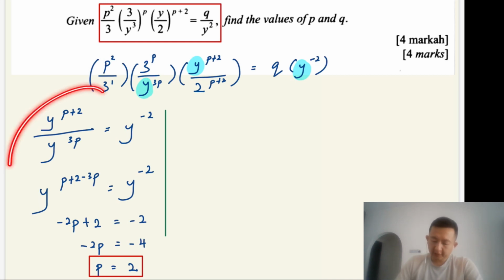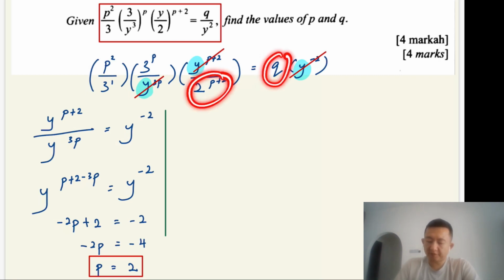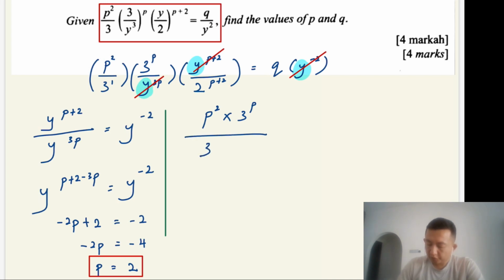Once we did a comparison over here, I think it's rather easier to do the rest of the comparisons. We have basically compared this part, so this is the only remaining part. We're going to compare this with the rest of it. It seems complicated, but actually it's not. Let's draw it out. So I have P squared times 3 to the power of P over 3 power 1. Leave it 2 to the power of P plus 2, and that will be just Q.